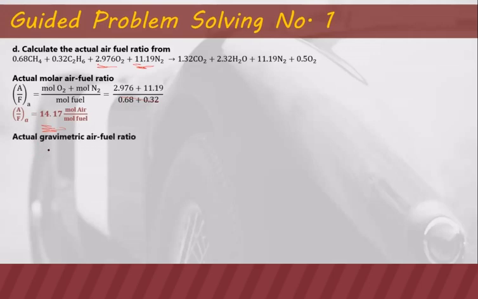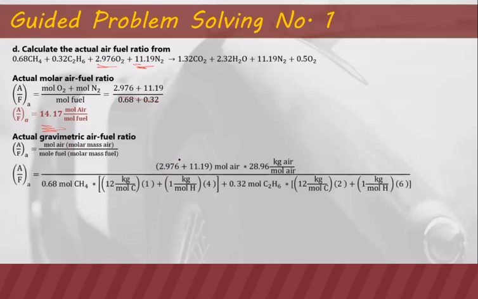Same also for the actual gravimetric air-fuel ratio. We will have to count again and then multiply by the molar mass. Same also with our fuel. That's why our gravimetric air-fuel ratio is 20.03 kilogram air per kilogram fuel.